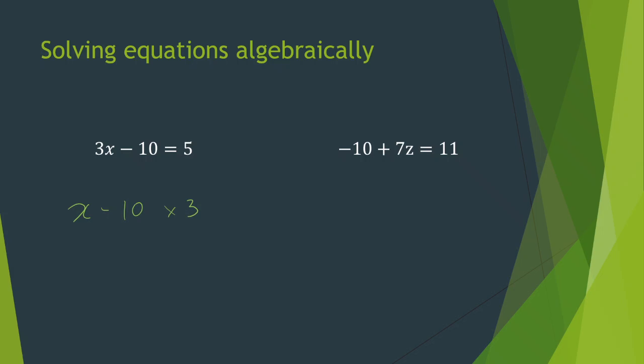Or did we do 3 times x, and then we subtracted 10? That seems to make a bit more sense. Okay, so if we were to have it the other way around, then we'd have a different equation. We would have x take away 10 multiplied by 3, and that is a completely different equation altogether. So the order does matter. So if you don't see brackets, you're going to assume that 3 times x was done first.